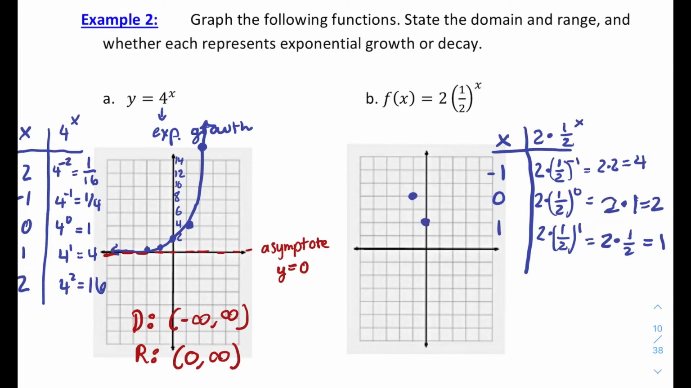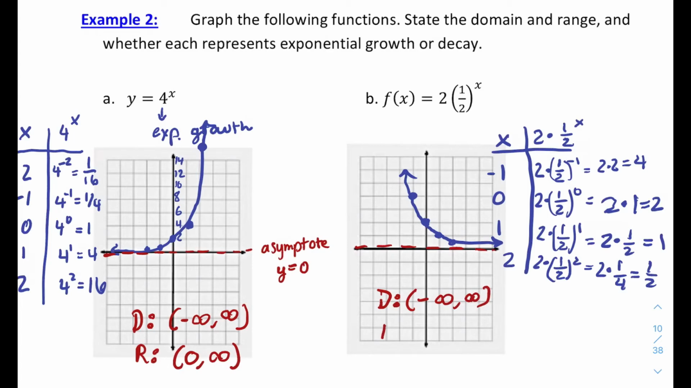And then plot those on your graph. You can see from your graph or your equation that this is also going to be an exponential decay function, not exponential growth. And then it's still got that asymptote. I decided to do one more point because I thought it needed one more. And domain and range are the same as the previous one.